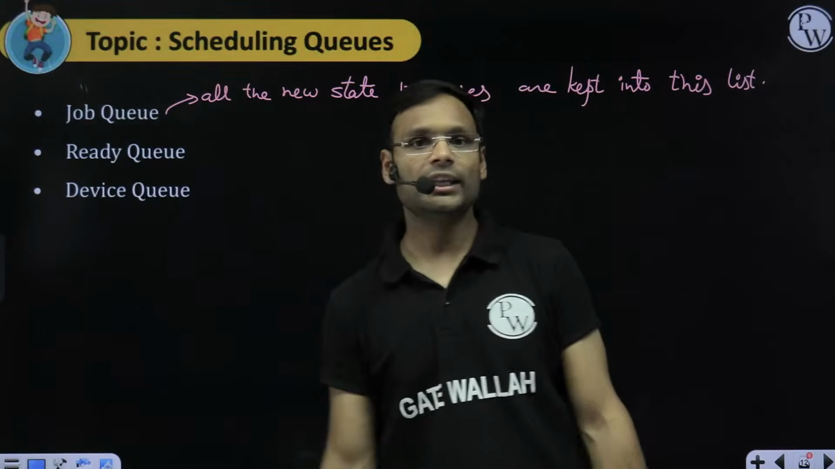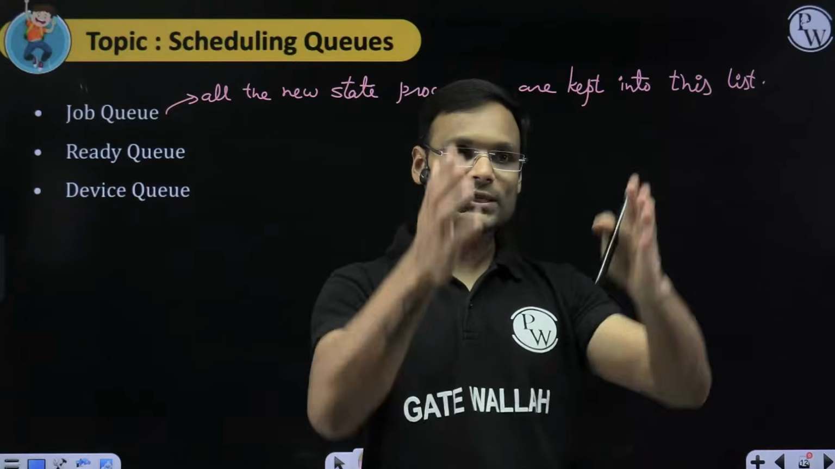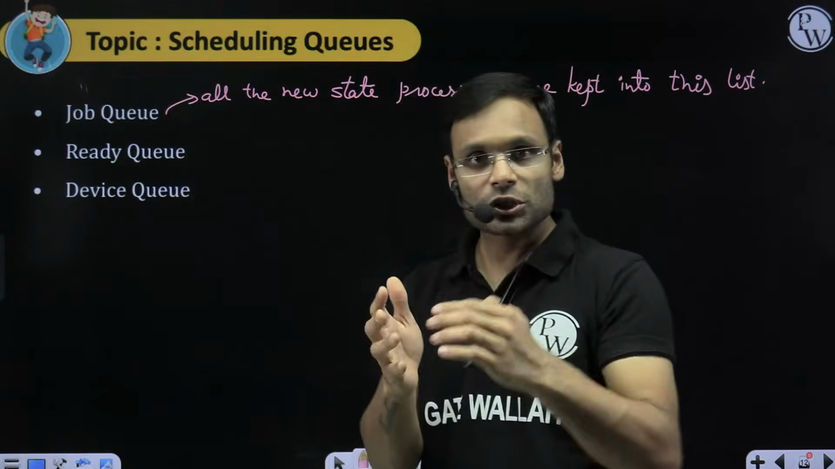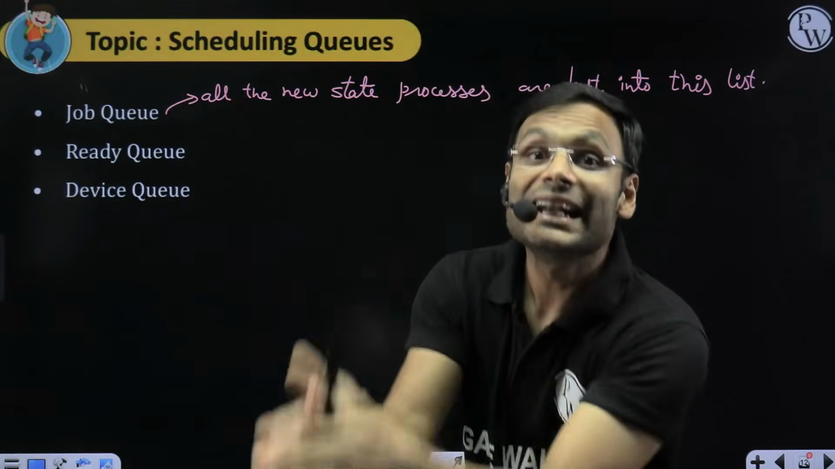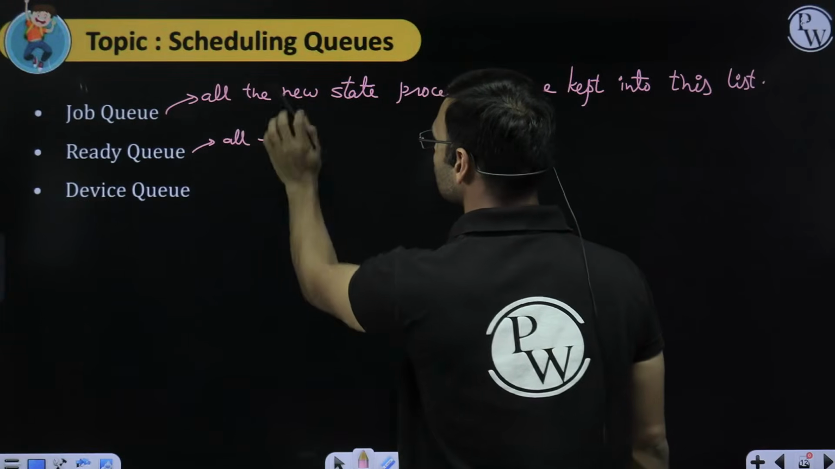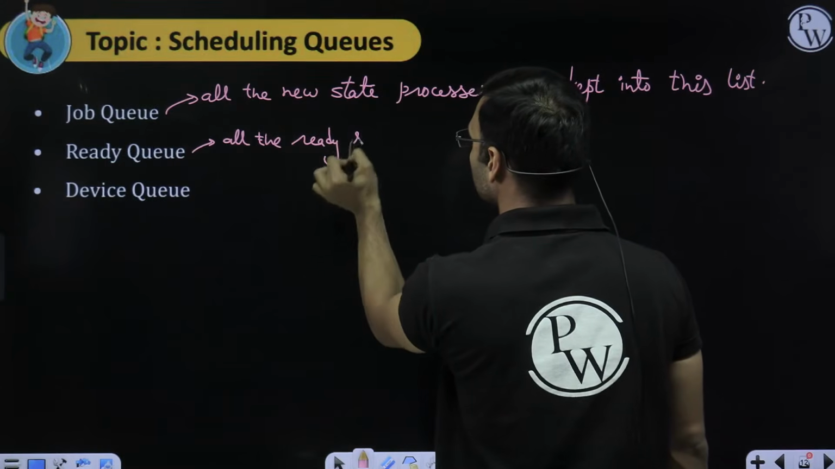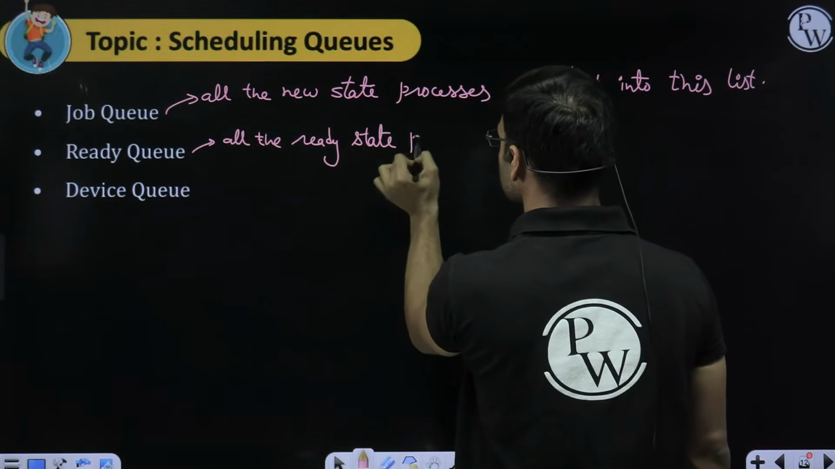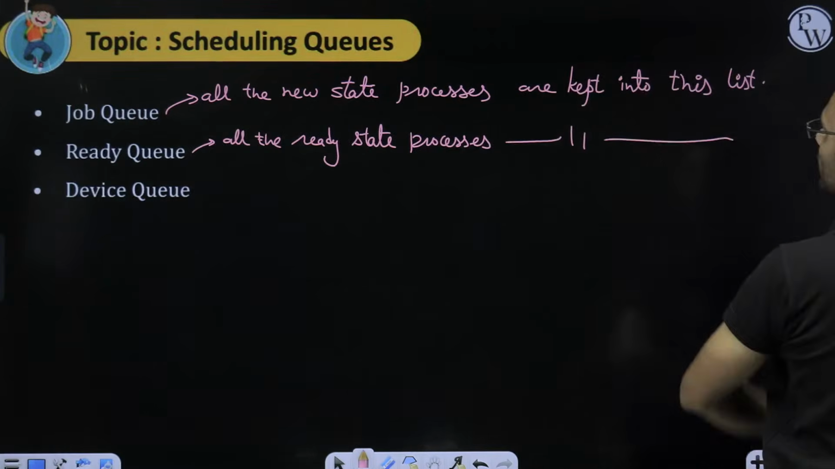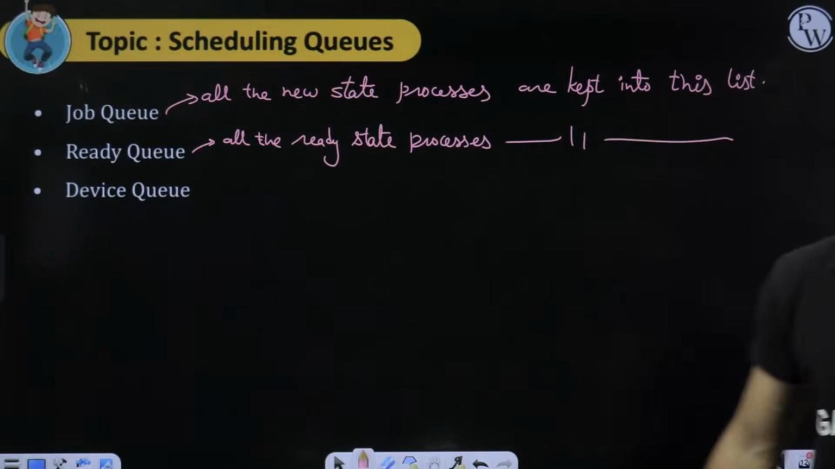Second, ready queue. Of course, in the ready state also so many processes are there. So the OS maintains another queue. That particular queue is the ready queue, in which the OS keeps all the ready state processes. All the ready state processes are kept into this list. Which list? Ready queue list. Okay.